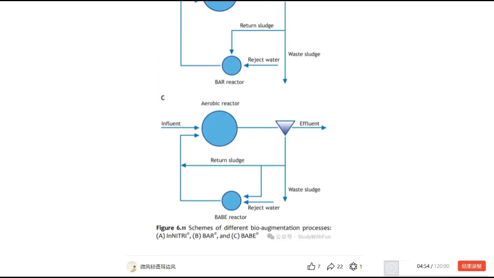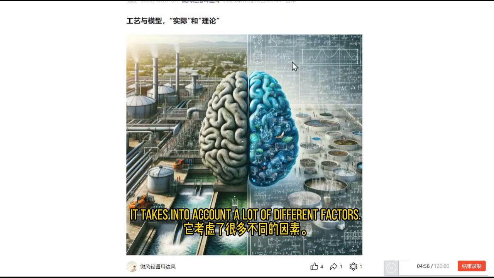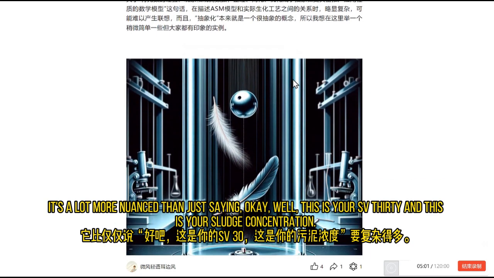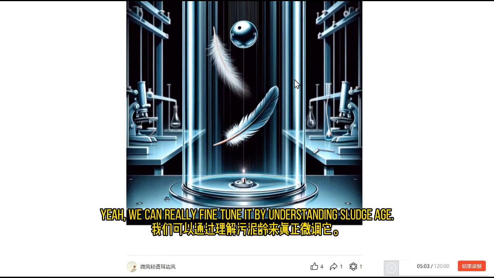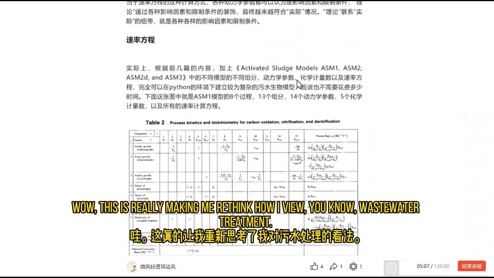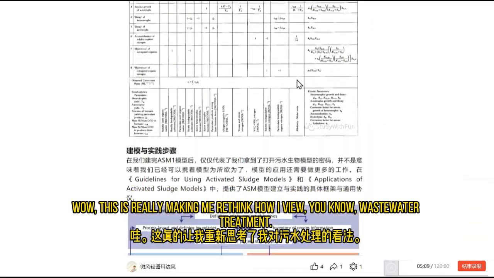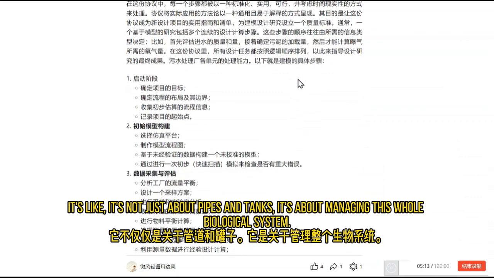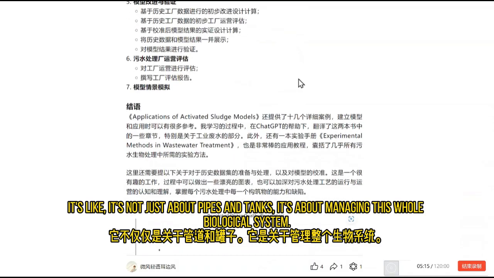Exactly. Interesting. It takes into account a lot of different factors. It's a lot more nuanced than just saying, okay, this is your SV30 and this is your sludge concentration. Yeah. We can really fine tune it by understanding sludge age. Wow. This is really making me rethink how I view wastewater treatment. It's not just about pipes and tanks, it's about managing this whole biological system.